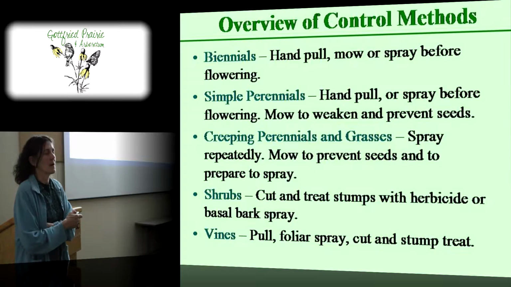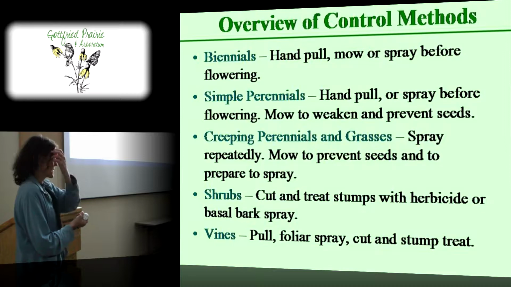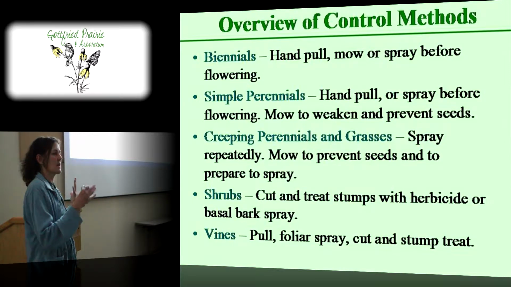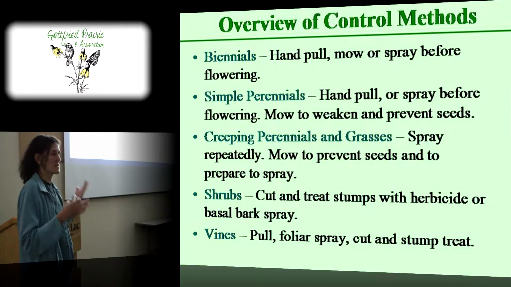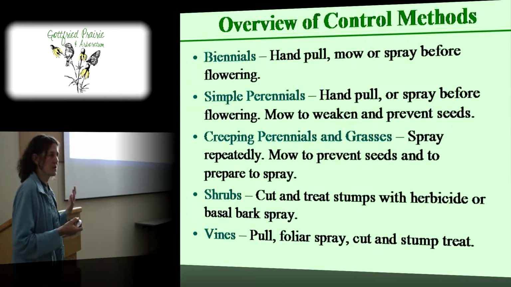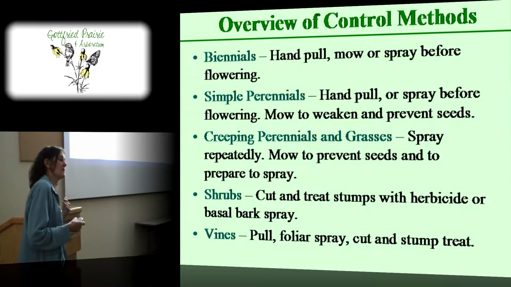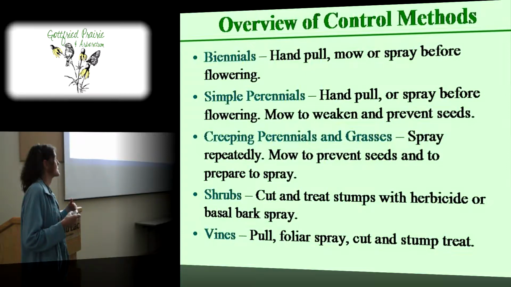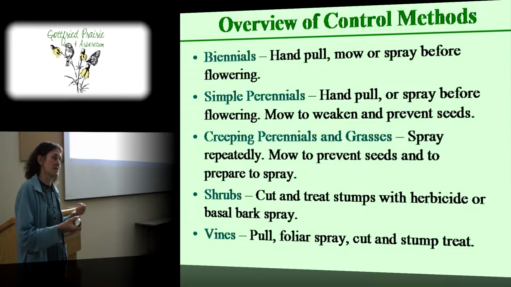Okay, real quick overview of some of the control methods that are best to use for some of these different species. So for biennials, again, biennials and annuals, you want to stop it from going to seed. Hand pulling, really good. Mowing at the right time of year, when they've started to flower but before they've started to set seed, is also really good. Or spraying them before they've set flower.